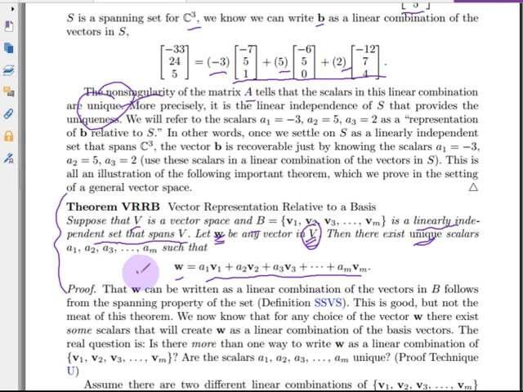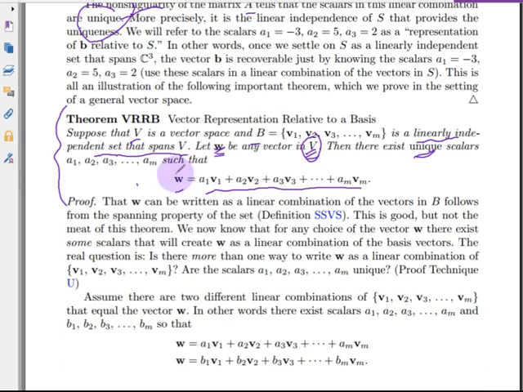Okay? All right, so we have to show two things. We have to show that any vector in V can be written as a linear combination, and we have to show that it can be written as at most one linear combination. There's only one linear combination that works. Now, the fact that any vector can be written as a linear combination simply follows from the fact that B is a spanning set. So that's easy. All right, now we need to show that it can be written uniquely.